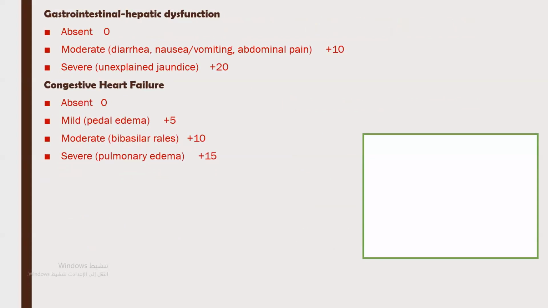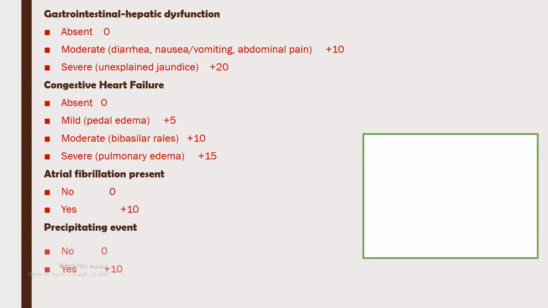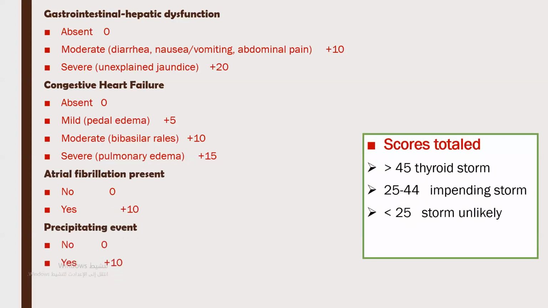Heart failure symptoms: severe pulmonary edema, moderate basal crackles, mild pedal edema, and if there is no heart failure, you give points again as you see. Atrial fibrillation, yes, positive 10, no 0, and precipitating factor, if there is one, give 10 points.